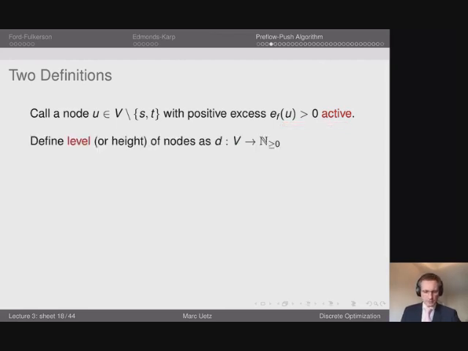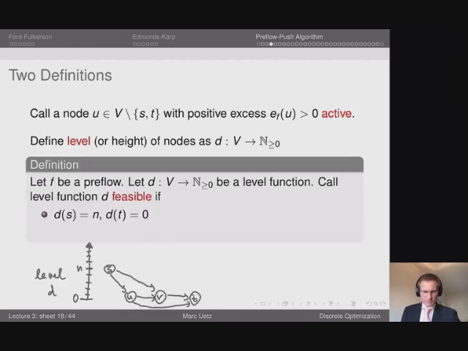The next definition is that of a level or height of the nodes. So you should really think of these labels D now as the height of a certain vertex. Okay, so I show you a couple of pictures for that in a minute, but let's first make a definition. Given a preflow F and a level function D, I call this level function feasible for that preflow if 2 conditions are fulfilled.